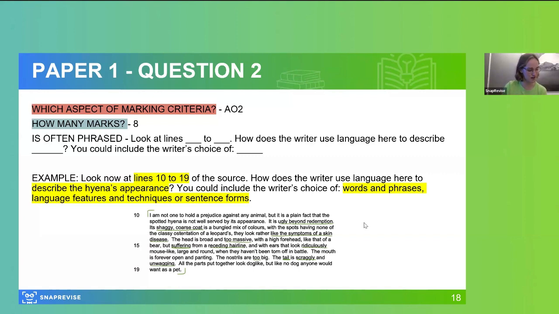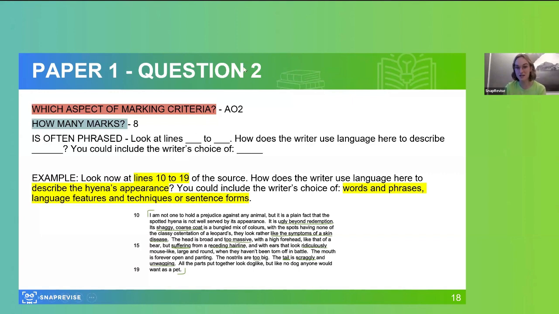Redemption, I think, have I got this? Yeah, redemption, it has connotations of being saved from evil. So it really shows you how it gets across how ugly the writer finds this hyena.